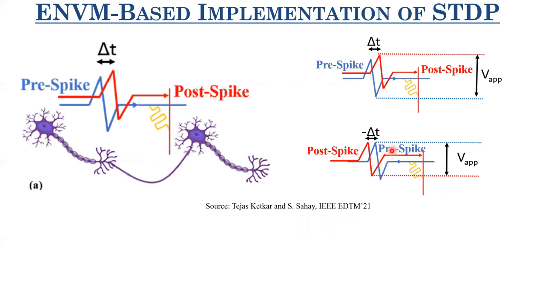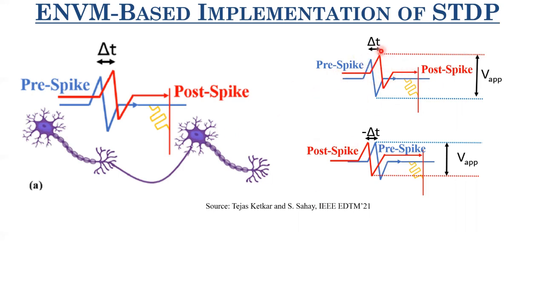If pre comes before post in the time domain, there is a high probability that the post was caused by this pre, and as such we increase the synaptic strength or the conductance of the synapse, and that is what we precisely observe here. Also, as your delta T increases, the amount of voltage that drops across this RM reduces, and as such the change in the conductance reduces as the delta T increases.